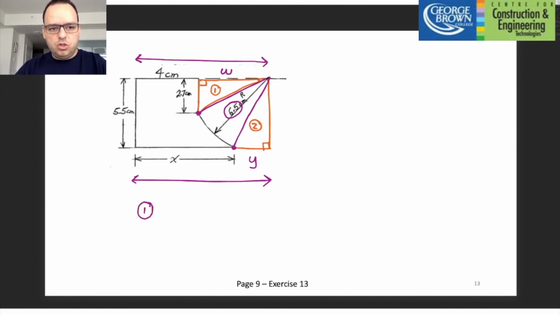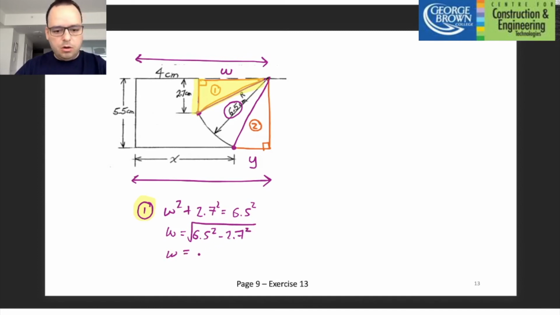On triangle number 1, let's just highlight that briefly in yellow. What's the longest side on that triangle? The longest side on that triangle is the radius, 6.5. So that would be W squared plus 2.7 squared is 6.5 squared. We can move over the 2.7 squared and take a square root of that. And that would give you W is, and I'm going to take a look there on the side, 5.913. And that's in centimeters.